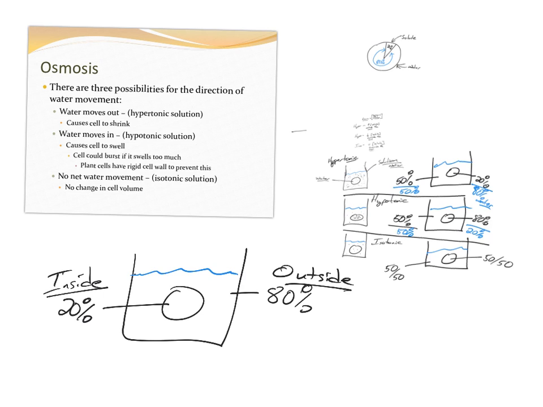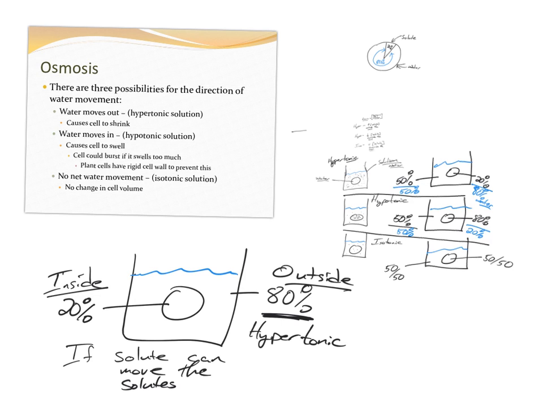All right. So if outside we have 80% and inside we have 20%, then which way would the solute move? From high to low, which would be outside to inside. So this is if solute can move. By the way, is this hyper or hypo or iso? It's hyper, right? Because outside is 80. Outside's higher. So it's hypertonic.